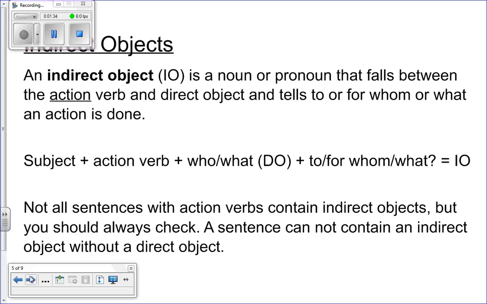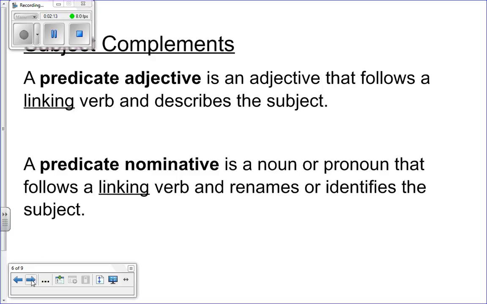An indirect object is a noun or a pronoun that always falls between the action verb and the direct object in a sentence and tells either to or for whom or what an action is done. The formula to find an indirect object that you should write down is to find the subject, find the action verb, ask who or what to locate the direct object, and then ask to or for whom or what. The answer to those questions will lead you to the indirect object. Not all sentences with action verbs will contain indirect objects, but you should always check. A sentence cannot contain an indirect object without having a direct object within the sentence.